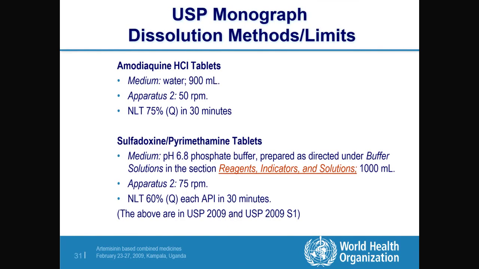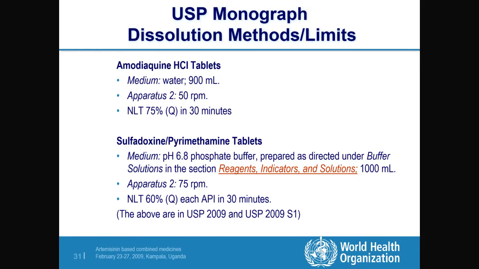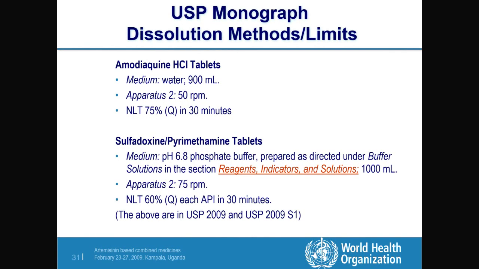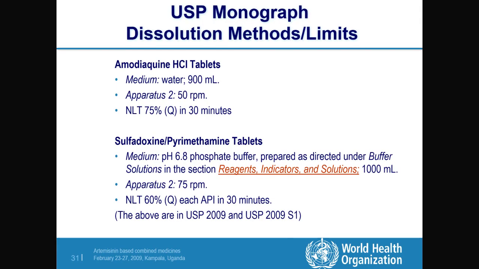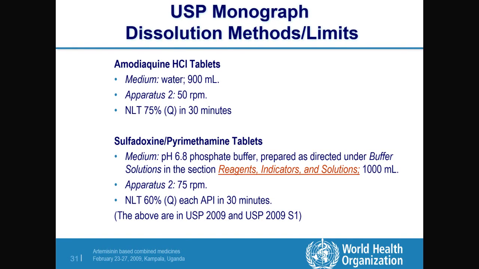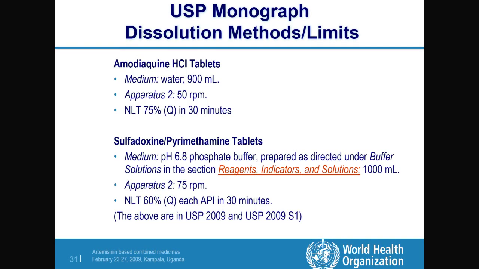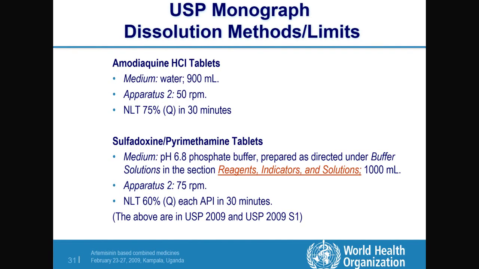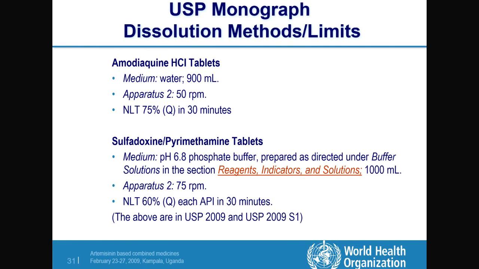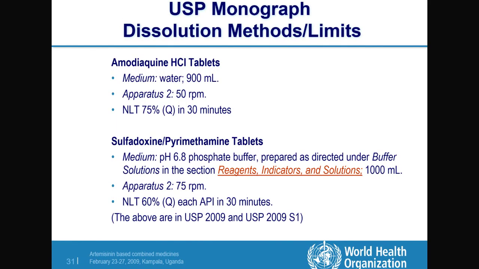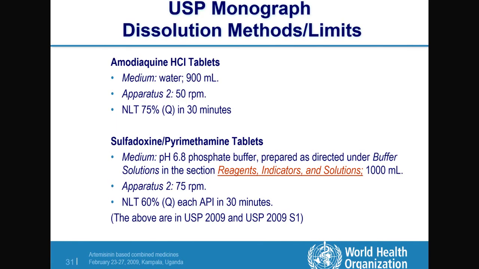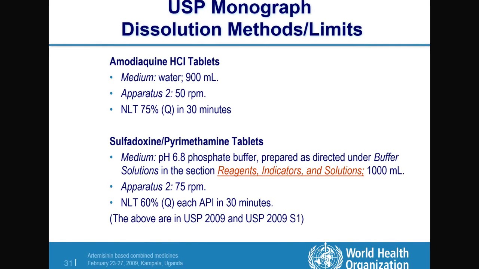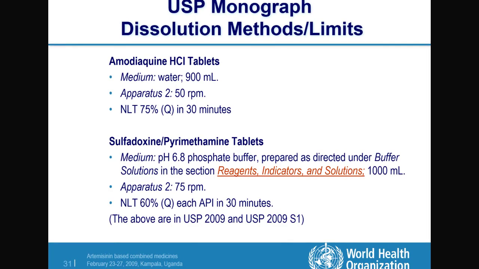Contrast this with the sulfadoxine pyrimethamine combination, which requires a pH 6.8 buffer and a higher mechanical shear of 75 rpm to ensure each active ingredient hits a Q limit of 60% in that same timeframe. Why does this specific combination tablet necessitate a 25 rpm increase in paddle speed compared to the single-agent amodiaquine to meet its kinetic threshold? By precisely tuning the medium's ionic strength and the rotational energy of the apparatus, we establish a standardized, legally binding kinetic signature that every batch must satisfy to ensure consistent bioavailability.